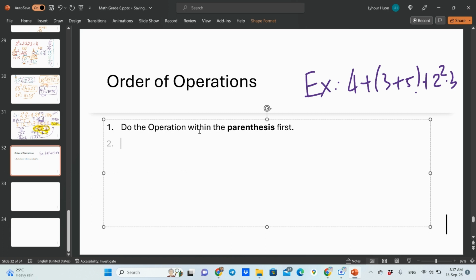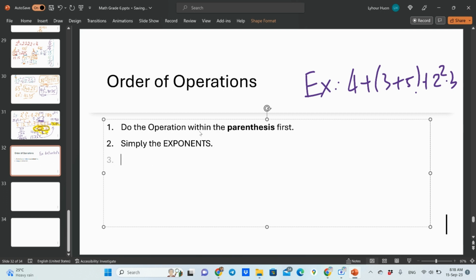Second, is that two squared? Do we do the two squared first? Yeah, correct. But what is two squared? The two to the power of two. But what are those called? Those kinds of things are exponents. Simplify the exponents. Second is exponents. Okay.